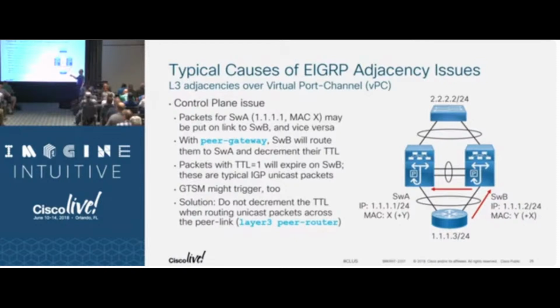The question is whether I need to use both peer gateway and the layer 3 peer router in the configuration. They both would go into the VPC domain section, and the layer 3 peer router makes sense only if you have peer gateway configured. Otherwise no.